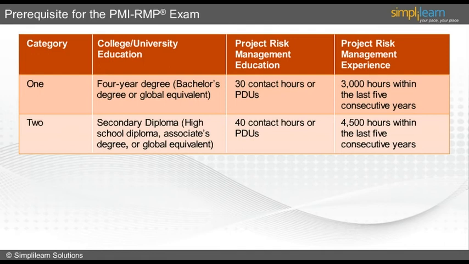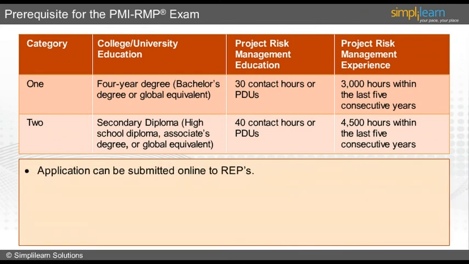If you fall in Category 2, PMI expects you to hold a secondary diploma, high school diploma, associate's degree, or global equivalent, with at least 4,500 hours of project risk management experience within the last 5 consecutive years. Additionally, you will need to obtain 40 contact hours or PDUs, and this course will enable you to obtain those PDUs.